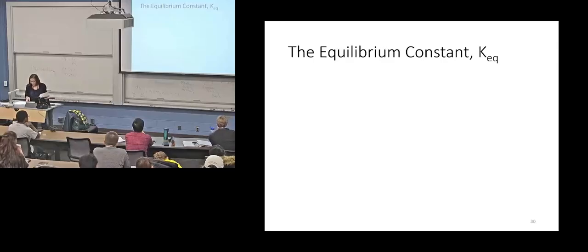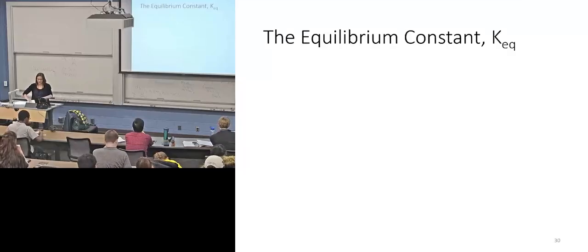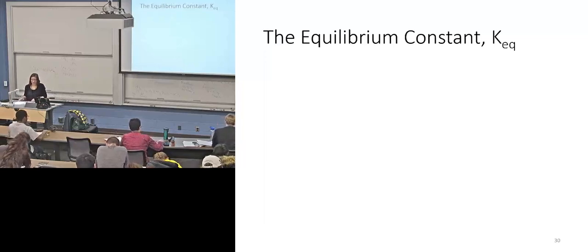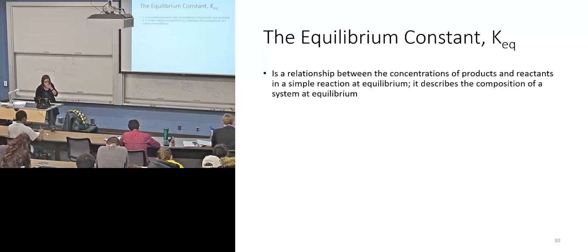Most people said they're already familiar with the concept of the equilibrium constant. Okay? The notation we'll use is K sub EQ. It's a relationship between the concentrations of products and reactants in a simple reaction at equilibrium, or it describes the composition of your system once equilibrium is reached, keeping in mind that equilibrium is once sufficient time has passed.